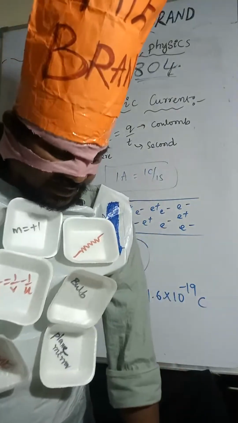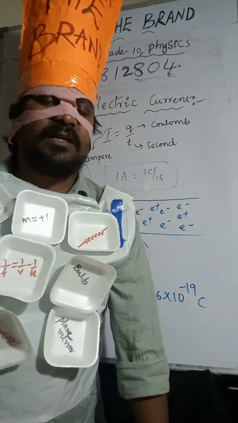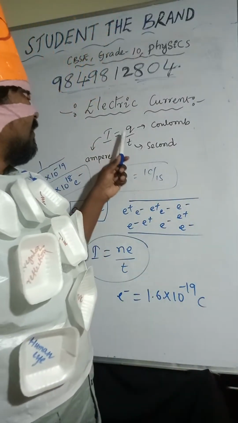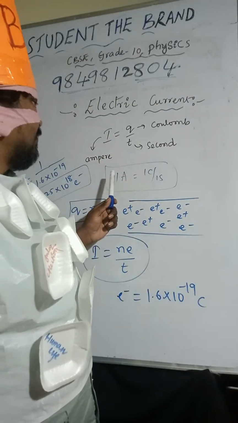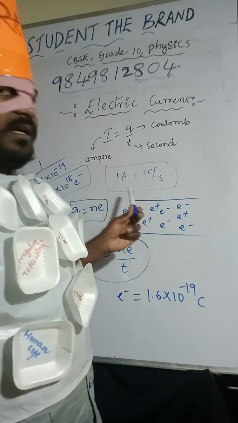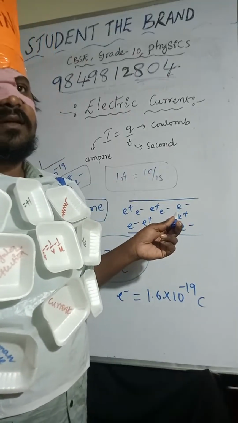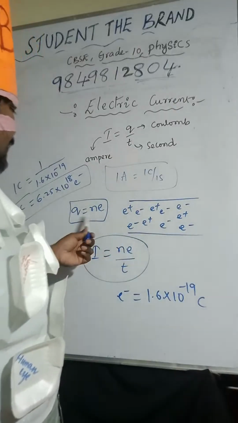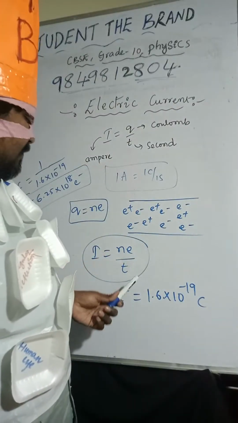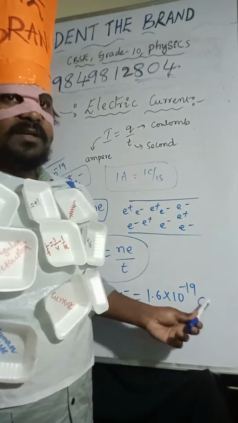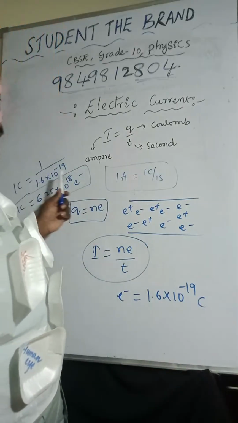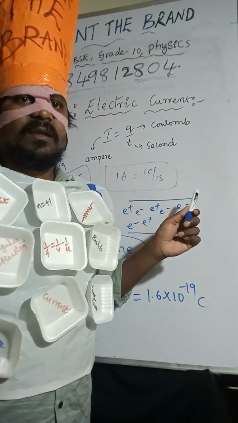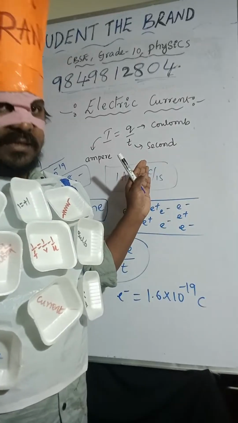Electric current is nothing but the rate of flow of charge. SI unit of electric current is ampere. SI unit of charge is coulomb. SI unit of time is second. 1 ampere equal to 1 coulomb per 1 second. Number of charges are moving in the conductor, so charges are quantized. Q equal to Ne, I equal to Ne by T. One electron has 1.6 into 10 power minus 19 coulomb. In 1 coulomb, 6.25 into 10 power 18 electrons are present. So this is about electric current.